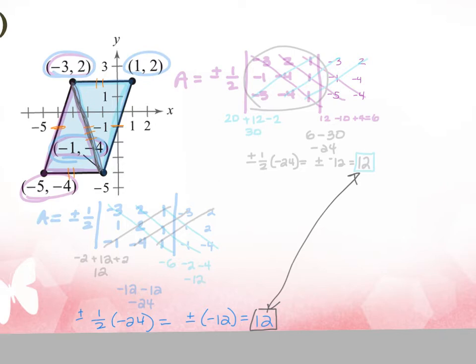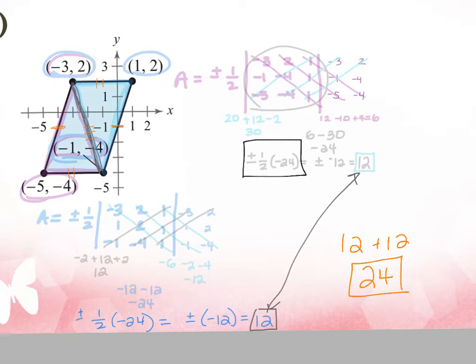And then I can just simply add these two together. So 12 plus 12 gives me 24 for my entire parallelogram. Or just don't take the 1/2 at the beginning and you end up with the same answer. Just make sure that it is positive.